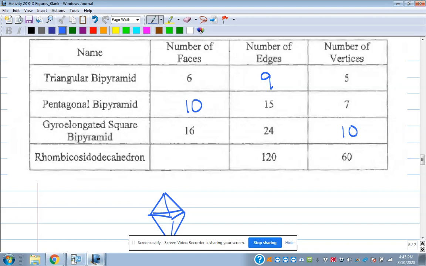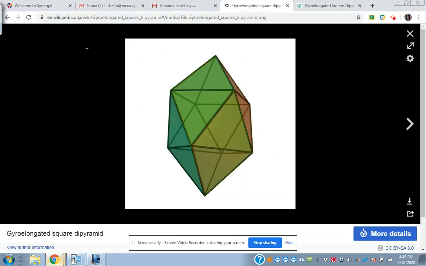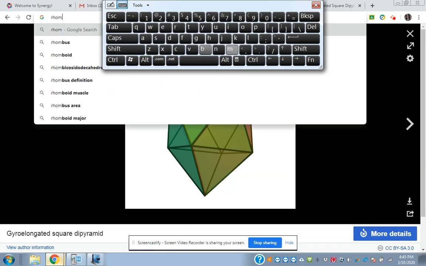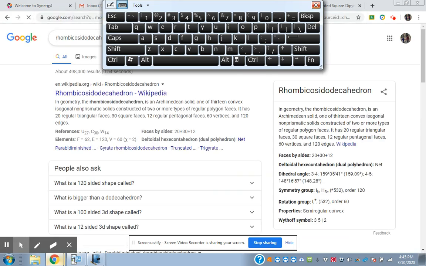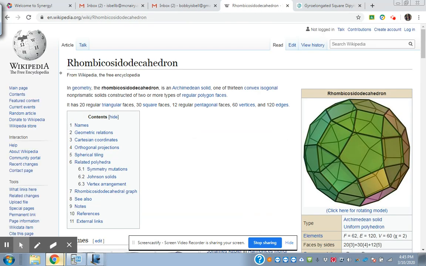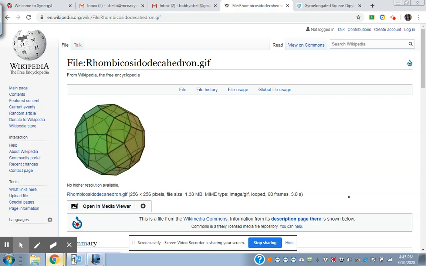But dodecahedron, let's Google that and see if we can get a picture of that. So the rhombicosidodecahedron. There it is. Ooh, close. Not quite, but it's close. The one at Epcot Center, is that the one you're talking about? It's got a few more points to it than this does. So click here for a rotating model. That's the one I was thinking about, the rotating one. So you can see it spin.